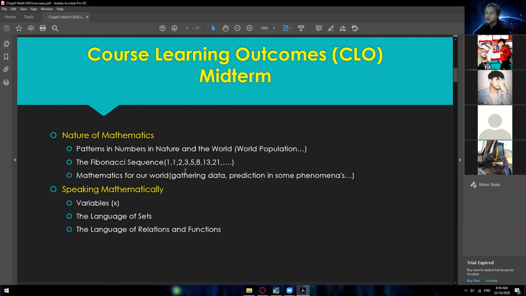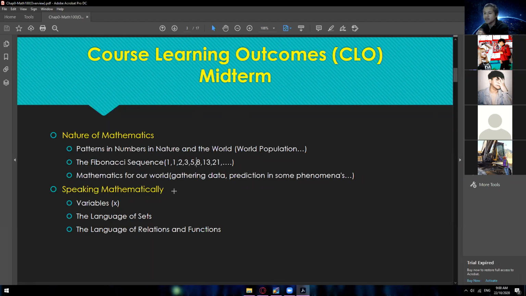Okay, so as you can see, for our very first topic, nature of mathematics is like more on logical thinking or critical thinking. So ito, sobrang dali lang na ito. Lahat kayo mapaperfect yung mga question dito or yung mga quizzes. Okay? For the second one is speaking mathematically. Like for example, variables x. So how do you express this equation using a variable? How do you express this range of numbers using a variable, and so on and so forth.